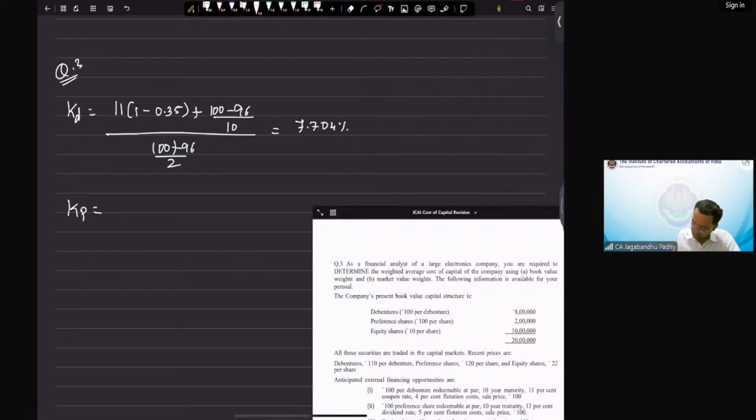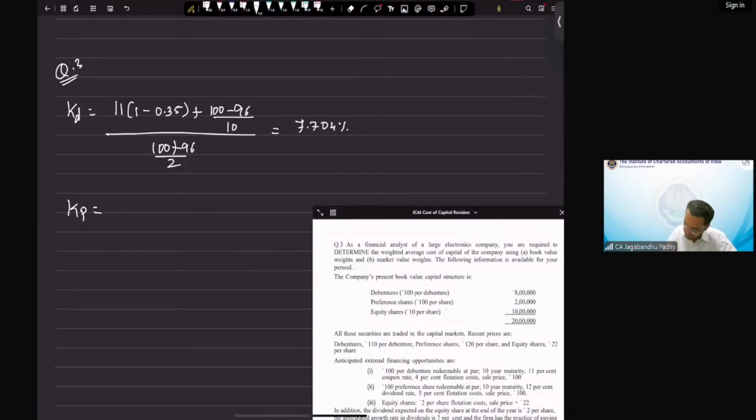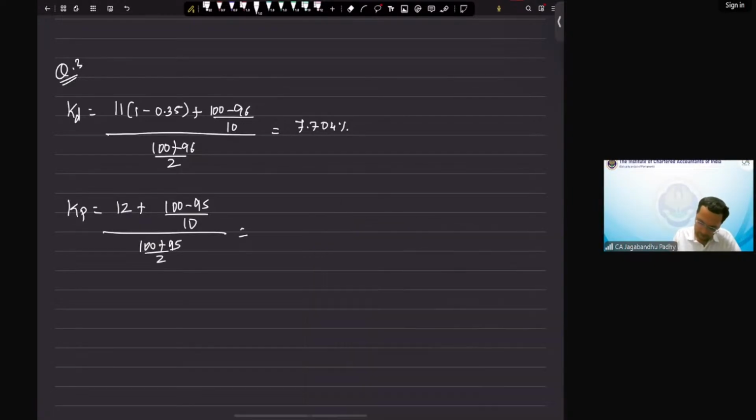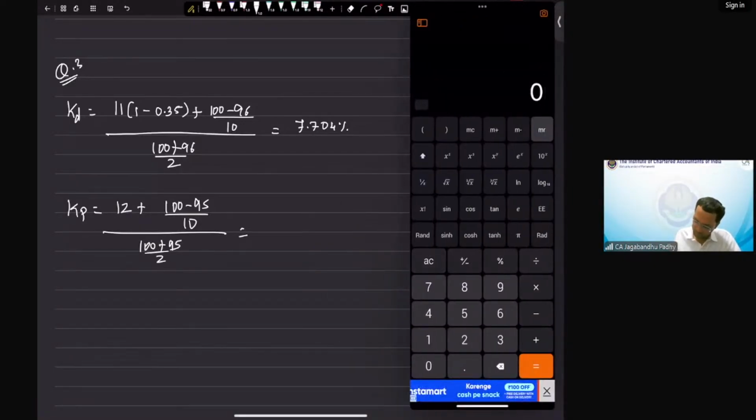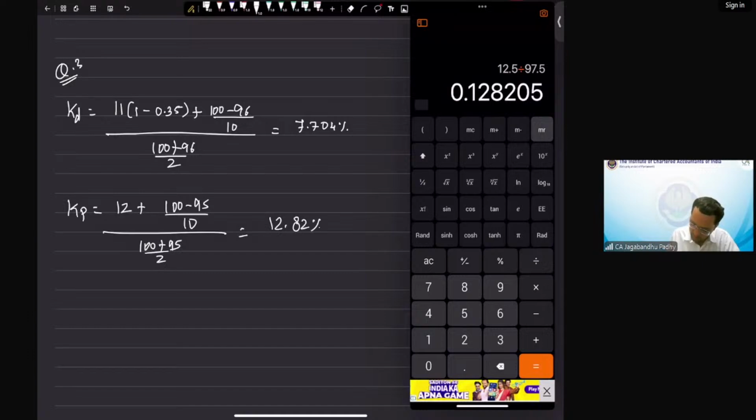Then cost of preference shares. This is going to be preference dividend. So preference dividend is 12% dividend rate, which is 12 plus redemption value is 100 minus 5% flotation cost, so it's obviously 95, upon 10 years. The whole divided by 100 plus 95 by 2. 100 minus 95 by 10, which is 0.5, plus 12, 12.5 divided by 97.5, which is 12.82%.